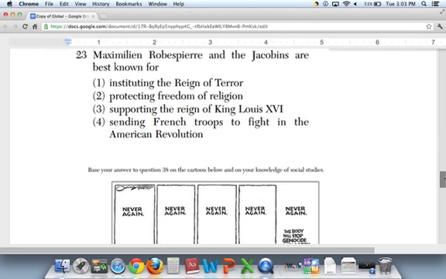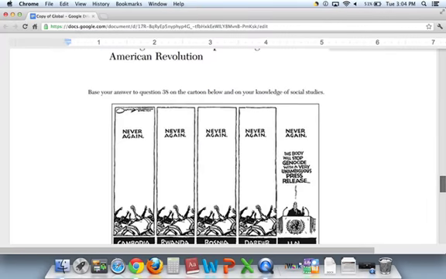So if you learned about Robespierre and the French Revolution, you know that he's the one who made the guillotine. He inspired it. And so the correct answer would be 1, instituting the Reign of Terror, and 2, 3, and 4 are wrong.